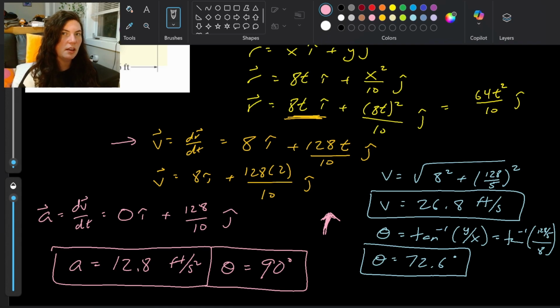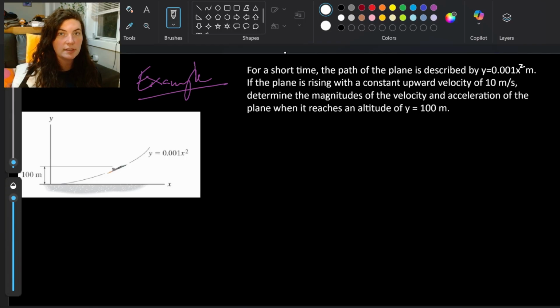So let's take a look at another example. In this example, we have a little airplane, and it says the path of our plane is described by y equals 0.001 x squared meters. If a plane is rising with a constant upward velocity of 10 meters per second, determine the magnitudes of velocity and acceleration of the plane when it reaches an altitude of 100 meters.